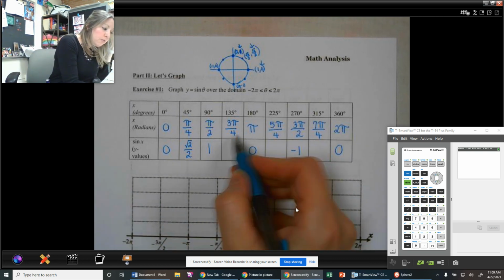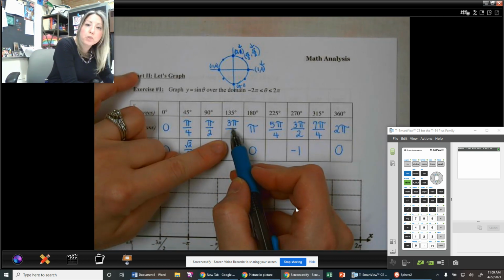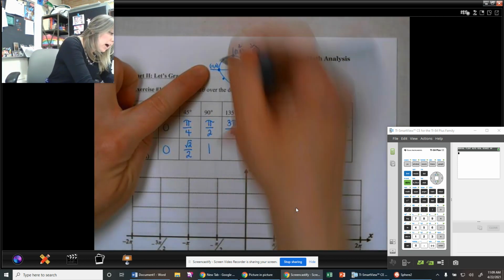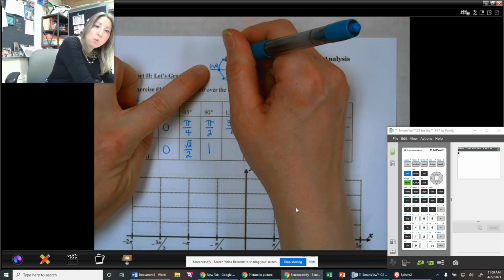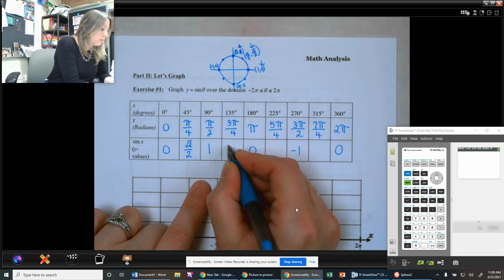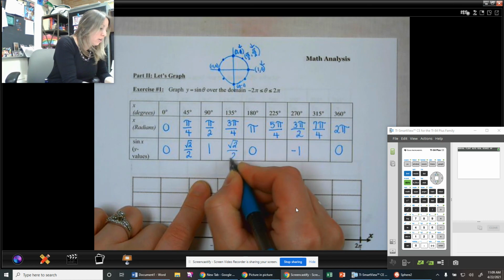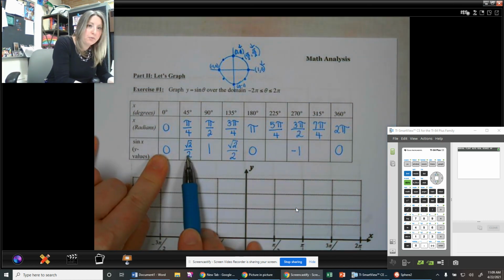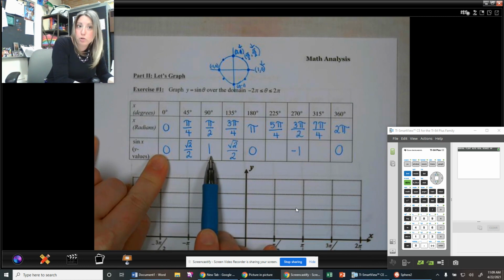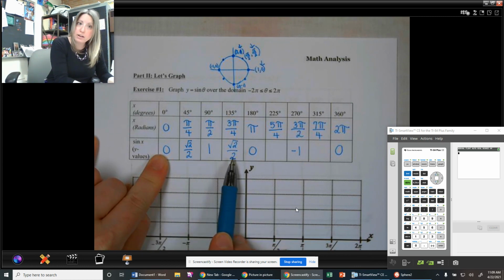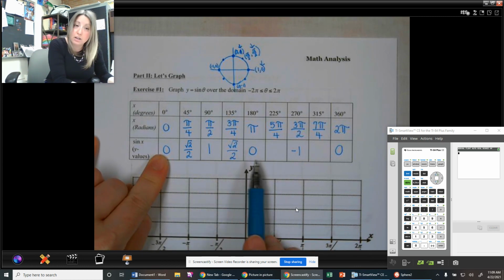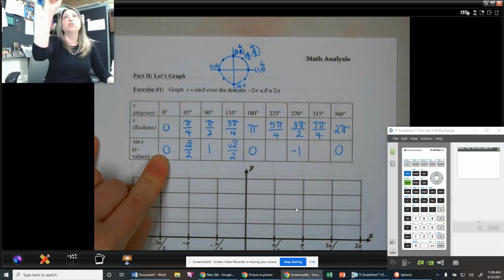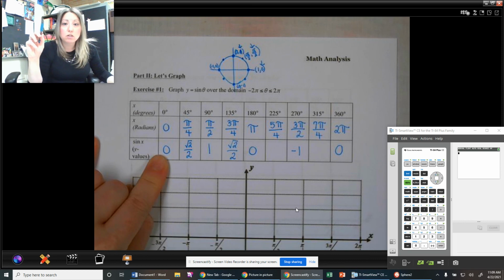Okay. Then, of course, in quadrant 2, y is still positive. We're still up. So what that means is radical 2 over 2 here is also still positive. But I just want to show you: you start at 0, up to radical 2 over 2, up to 1 is your max, then back down to radical 2 over 2, and back down to 0. So that's the first curve that's above our x-axis for our sine curve.